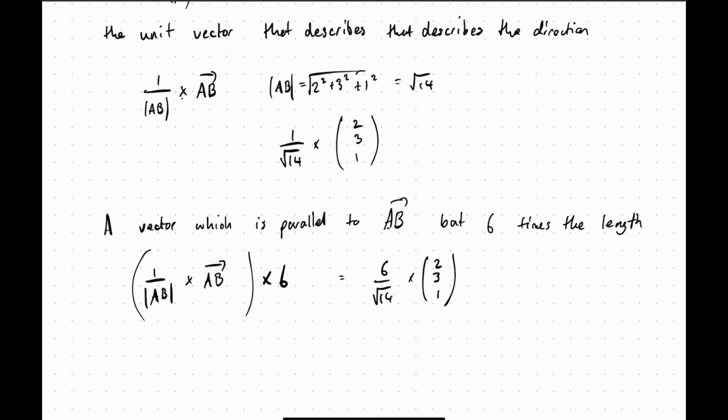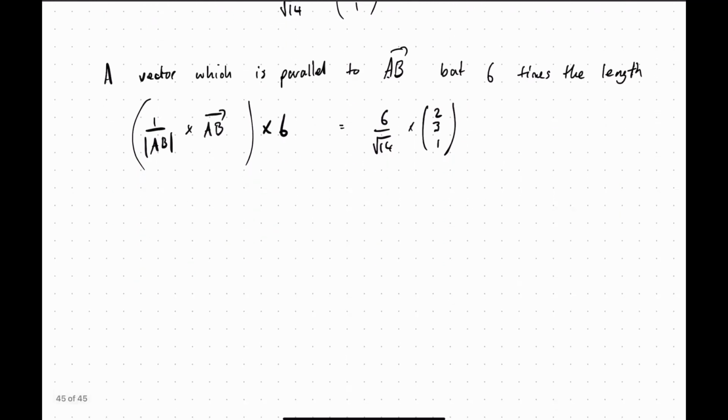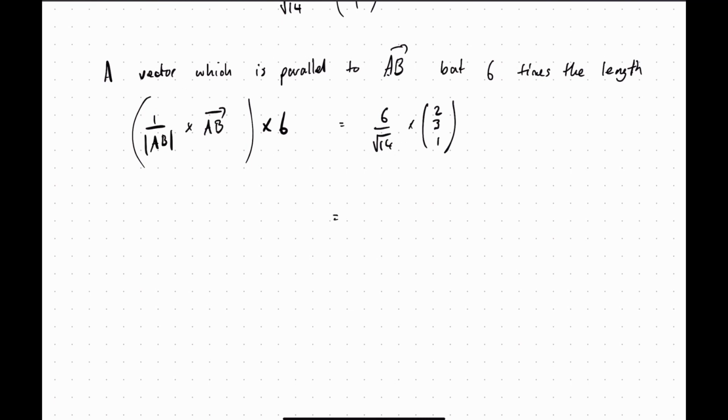Sorry, where did I lose people there? Wait, so it's for each direction, like how much it has to move in each direction? Yeah, if you follow through, it would say how much you have to travel in each direction. So if I was to actually finish off this vector, you'd end up with 12 over root 14, 18 over root 14, and 6 over root 14 would be that vector.